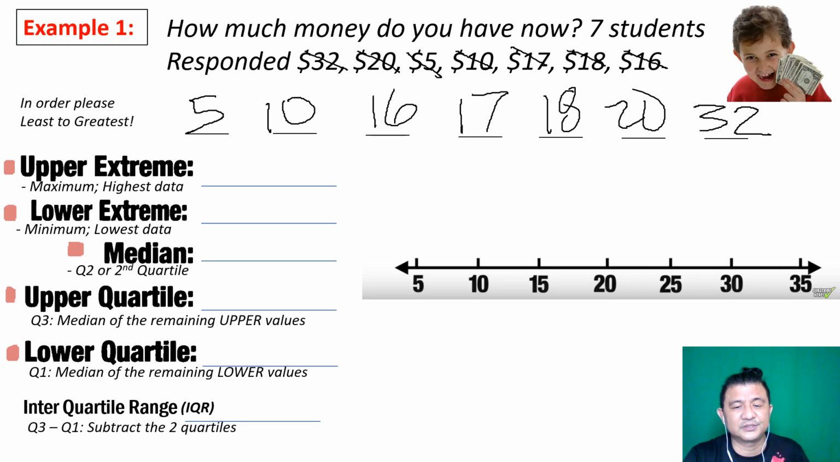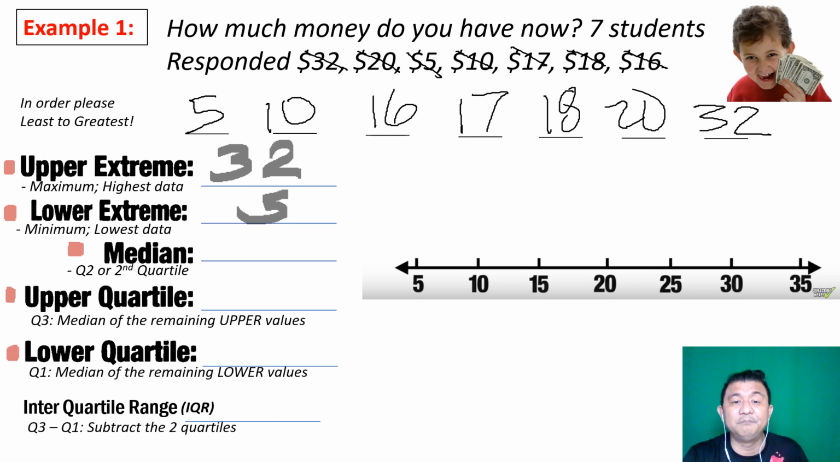All right, so let's start with the upper extreme. The upper extreme is the maximum or the highest data, the highest number. Okay, let's select the highest number. Obviously, it's what? 32. Yes, 32. Okay, next. The lower extreme is the lowest, the minimum, or the lowest data. What is the lowest number? Say it. Correct. It's a 5.